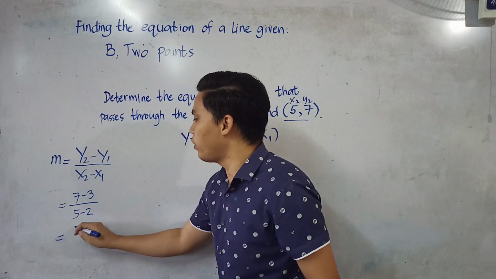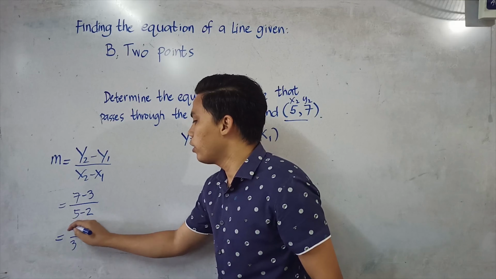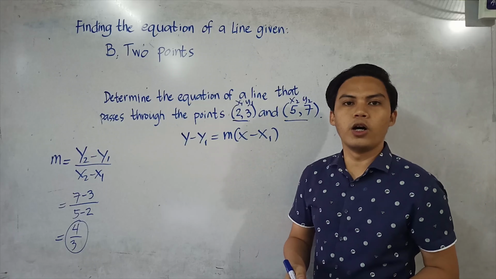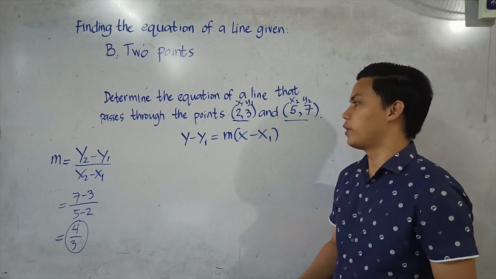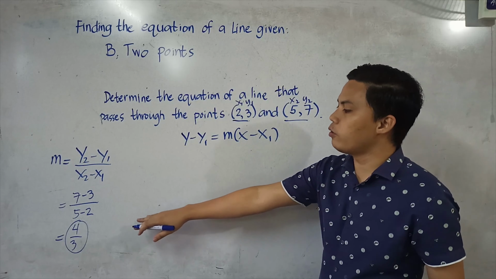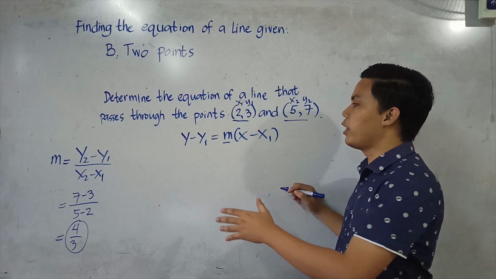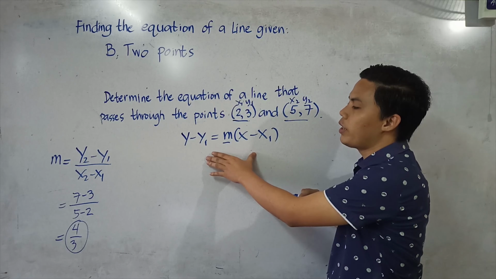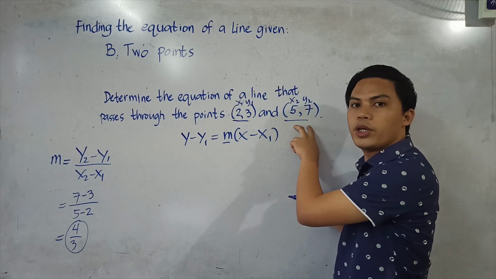So, 7 minus 3 is 4, while 5 minus 2 is equal to 3. Therefore, the slope of these given 2 points would be 4 over 3. Okay. So, since meron na tayong slope, then we're going to consider only 1 point. Kasi, yung kailangan sa formula natin, isang point lang. So, you can use 2, 3, or you can use 5, 7.